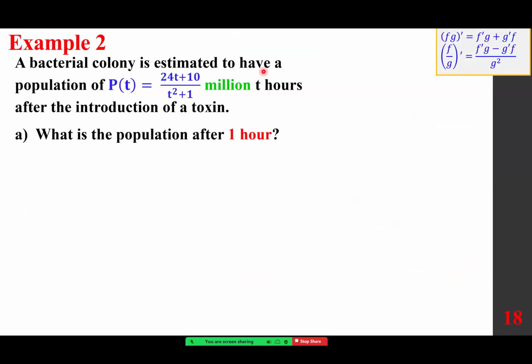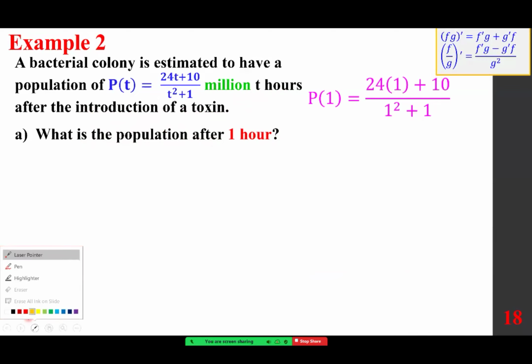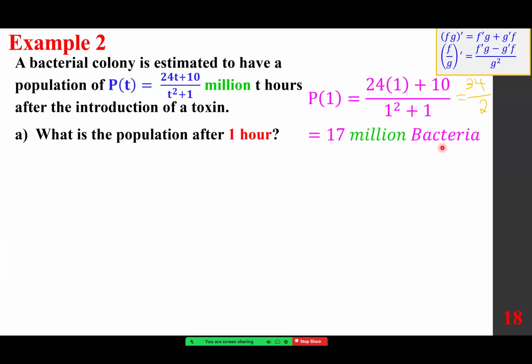A bacterial colony is estimated to have a population of P of t equals 24t plus 10 over t squared plus 1 million, t hours after the introduction of a toxin. What is the population after 1 hour? So basically you plug in 1. And bear in mind, if they say, what is the population after the introduction of a toxin without giving you any numbers, that means the t is 0. So at this point, replace the t with 1. 24 times 1 is 24 plus 10 is 34. This is 1 squared, 1 and 1 is 2. In other words, you have 34 over 2, which is 17. 17 what? Million bacteria.